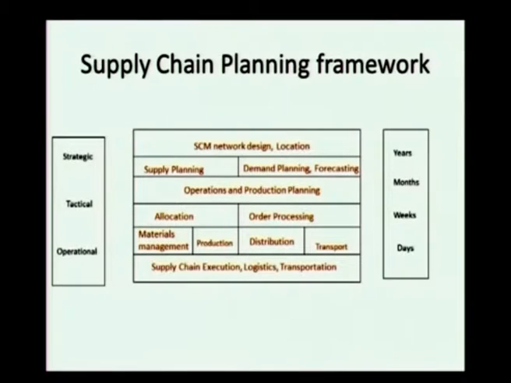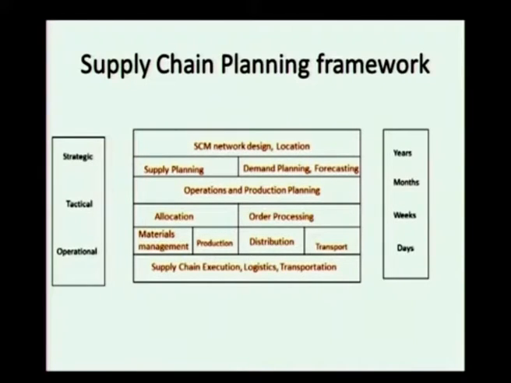We come to the last slide in this presentation, which is called the supply chain planning framework, where we show the strategic, tactical and operational decisions in the supply chain through a planning framework. And we have already seen several aspects of this. Supply chain location and network design come under strategic decisions. We have seen this in an earlier slide.